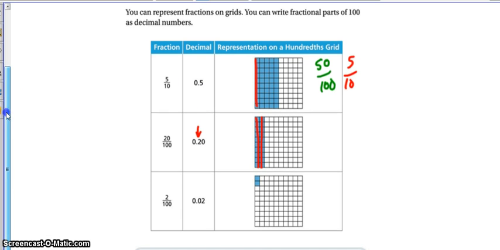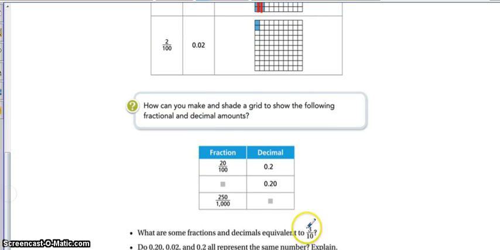So let's take a look and practice a few of these. If I had the fraction 20 hundredths, I would have the decimal 0.2. If I had 20 right here, this decimal would be a 2 in the tenths place, so 2/10 and 0 hundredths. So that would actually give me 20 hundredths. So I could have the fraction 20 over 100 here, or I could write the fraction, because this 0 doesn't really matter, I could write the fraction 2 over 10.